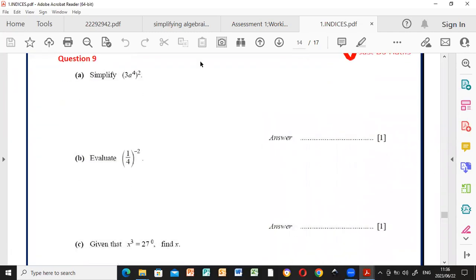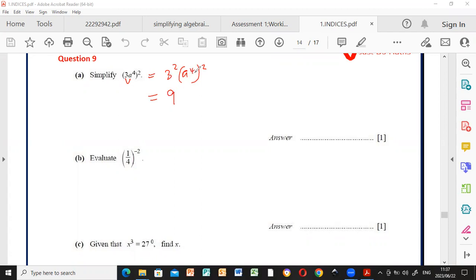Let us quickly move on to another question, question number 9. So question number 9 is 3a to the power 4 to the power of 2. So we've got two numbers here, 3 and a to the power 4, that are multiplied together and raised to the power of 2. So let's raise each number to that power. This is the same as 3 to the power of 2, a to the power of 4 to the power of 2. We have raised each number to that power. And then the next thing, what's 3 to the power of 2? It means 3 times 3, and this gives us 9.